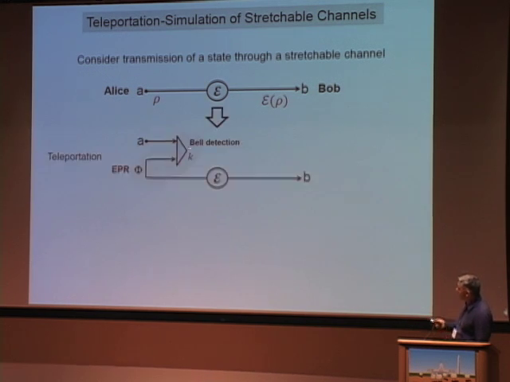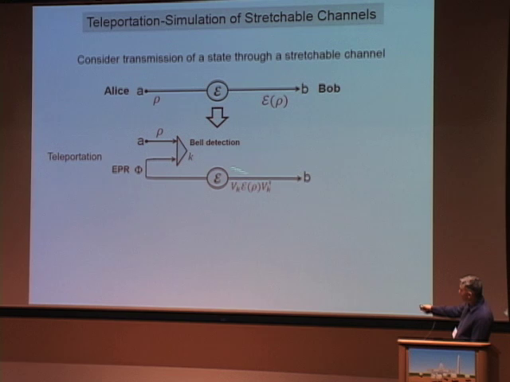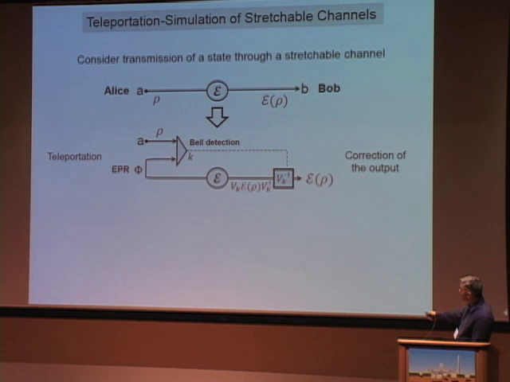So what happens is that you insert teleportation here. You don't transmit, you use teleportation. So there's an EPR pair here, and this Bell detection is now not sent to the channel. So you teleport from here to here, up to a random unitary. Then this is the output of the channel, but since it is stretchable, you can write the output like this, and now you can invert the unitary. So you can correct the output here, and you get exactly the channel. So you can do the correction at the output system.